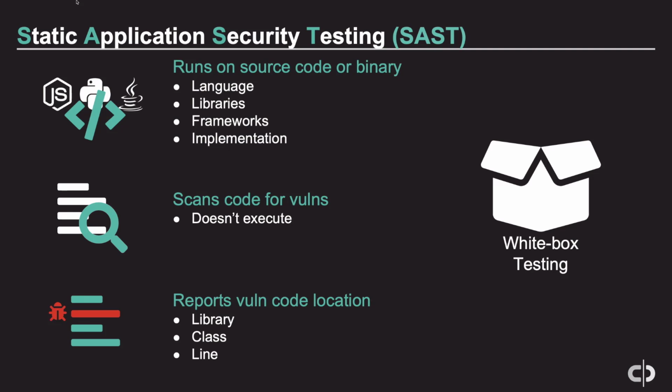For example, finding buffer overflow vulnerabilities when input length isn't limited correctly, or SQL injection vulnerabilities when database queries aren't parameterized. Since the code itself is scanned, SAST tools are able to report the exact location of a vulnerability, usually telling you the exact line.